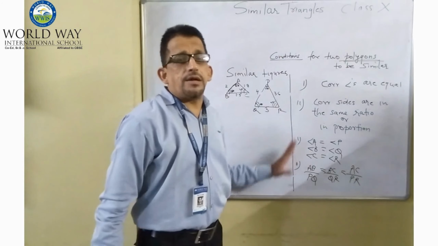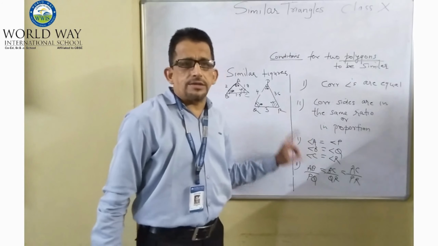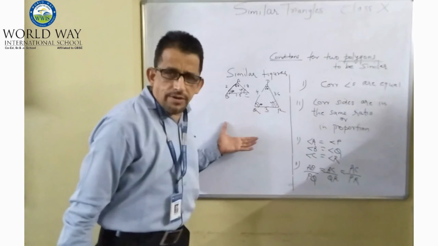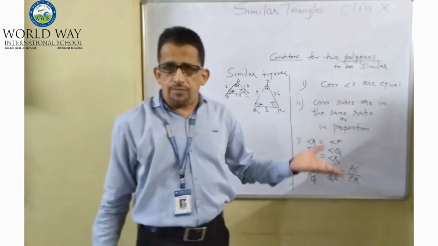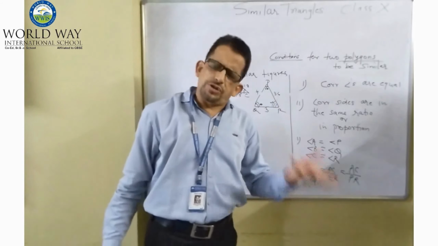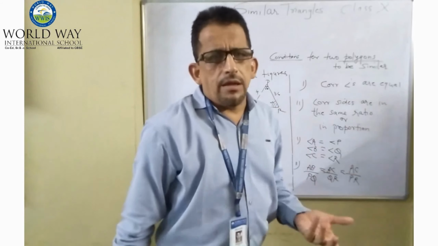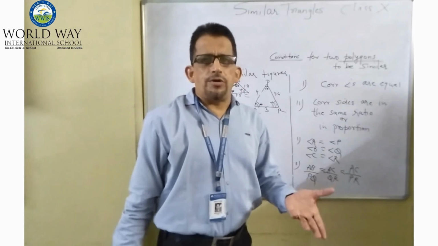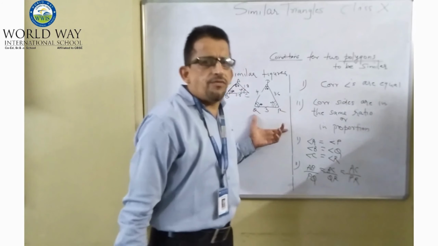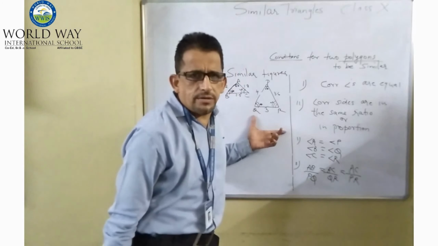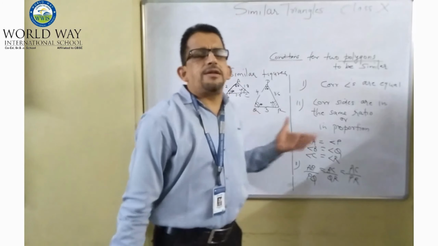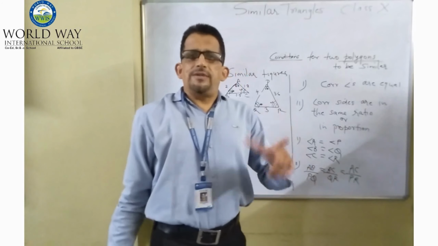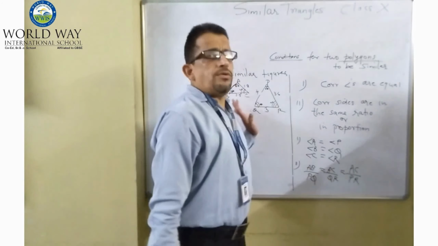So these are the two main conditions for any two figures to be similar, whether the figures are triangles, quadrilaterals or polygons, anything can be. Polygon means any figure with more than two sides. A three-sided figure is also a polygon, but we call it a triangle. A four-sided figure is a quadrilateral. A five-sided figure is a pentagon. So here in class 10, the chapter name is similar triangles, so we are considering two triangles.